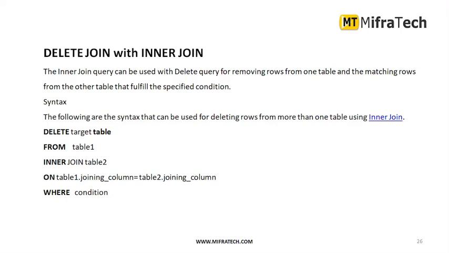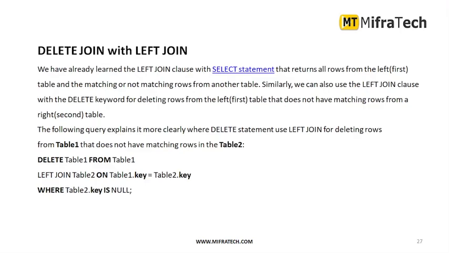You can execute this. And with the left join clause, the select statement returns all rows from the left first table, matching or not matching from the other table. Similarly, we can also use the left join clause with the delete keyword for deleting rows from the left first table that do not have matching rows in the second table. Here we can delete the table 1 rows if they do not have a match in the second table.